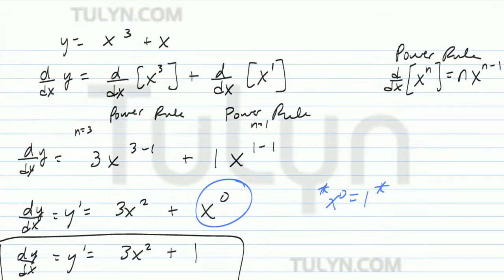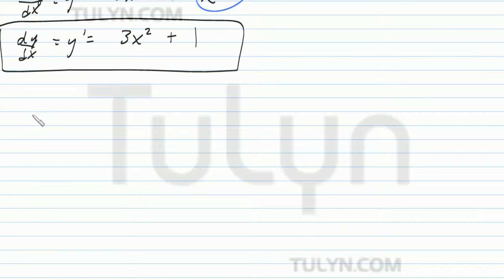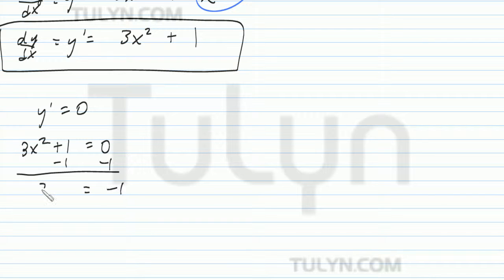Now, remember what I said before, whenever we're trying to find the horizontal tangent line, go ahead and make sure that the slope is equal to 0. So you have your first derivative, and we have to make sure that our y prime equals 0. So 3x squared plus 1 equals 0. What you're going to do on both sides is subtract 1. You'll get negative 1 equals 3x squared.